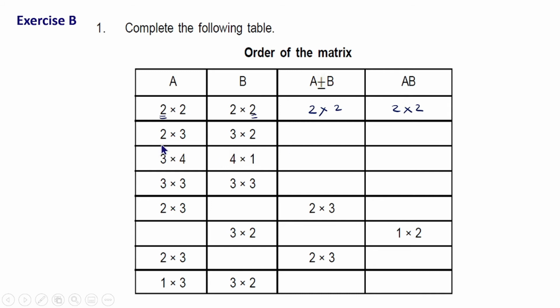Then for the next one, here A is of order 2 by 3 and B is of order 3 by 2. So A plus or minus B, we cannot add or subtract these two matrices because the order is not the same. So here this is not possible. We cannot add or subtract A and B. Whereas for AB, the number of columns in A is equal to the number of rows in B, so we can find the product of A and B. So AB will be of order 2 by 2.